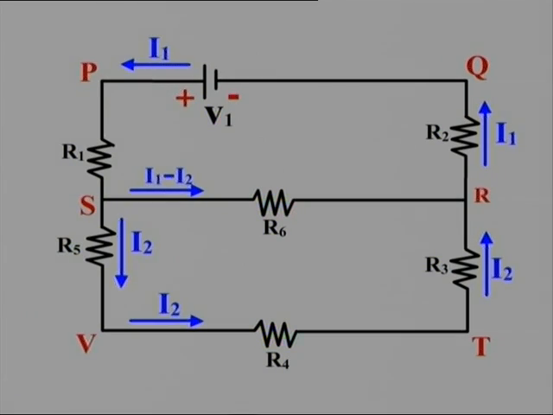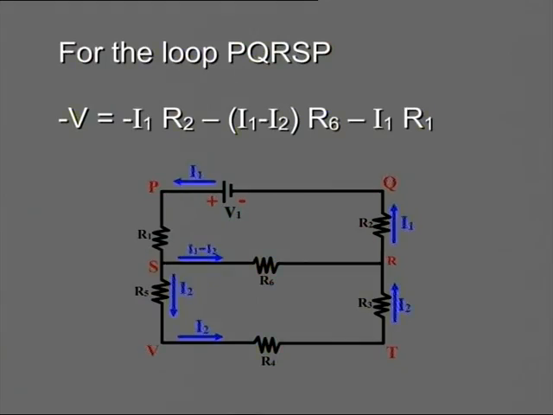To understand the sign conventions, consider another closed electrical circuit containing 3 closed loops as shown in the following figure. It consists of 3 closed loops. First, PQRSP, second, SRTVS, and third, PQTVP. The current distribution is shown in the figure. Assume that each loop is traversed in the clockwise sense, and apply Kirchhoff's second law to each loop. We get 3 equations.